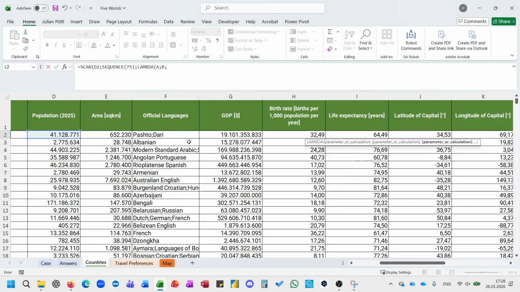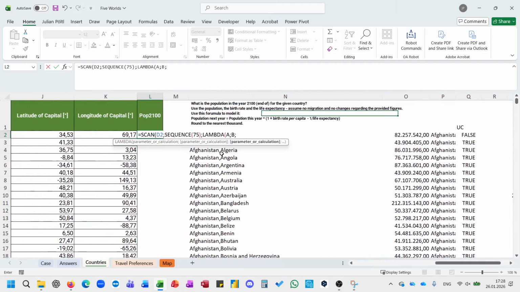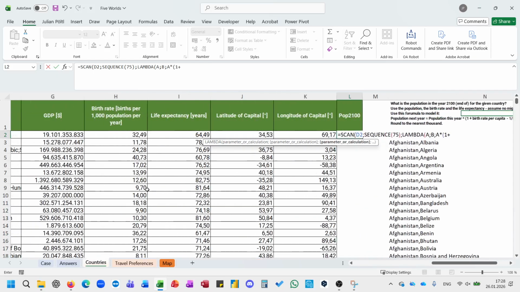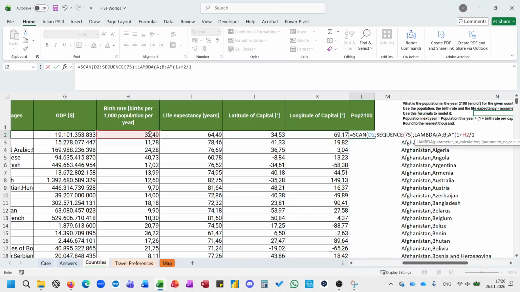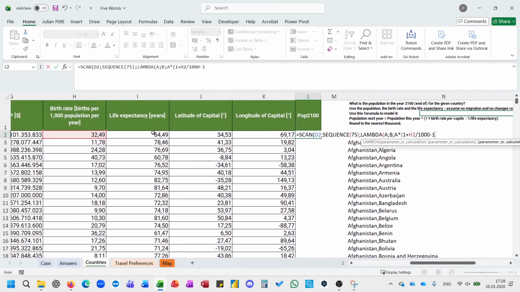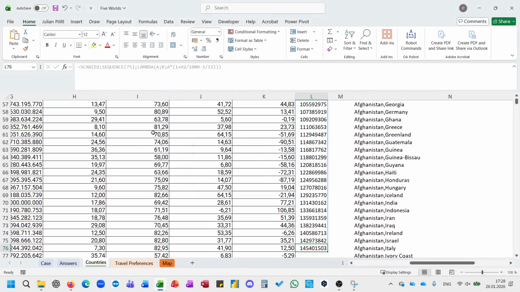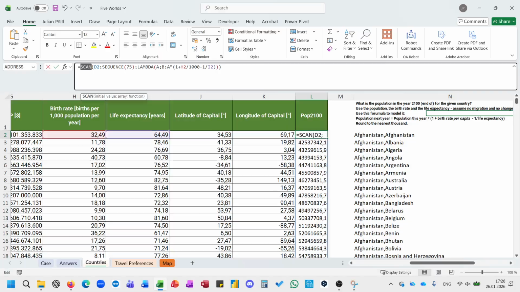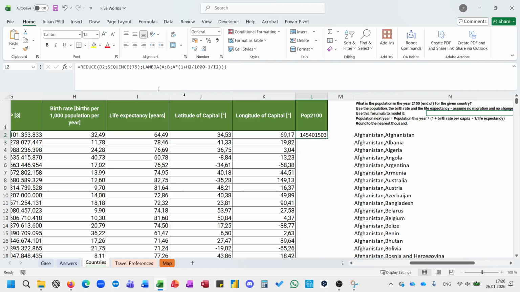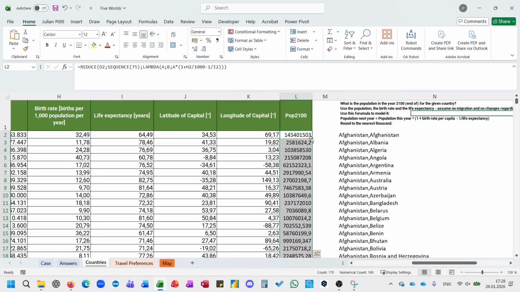Lambda A B. And now the population is the previous year times 1 plus the birth rate per capita. Since it's in per 1000 population, we have to divide by 1000 minus 1 divided by life expectancy. And yes, we then have here this population increasing. And if you want only one result, the end result, you could use the reduce function. And we have it here. Now we track it down.